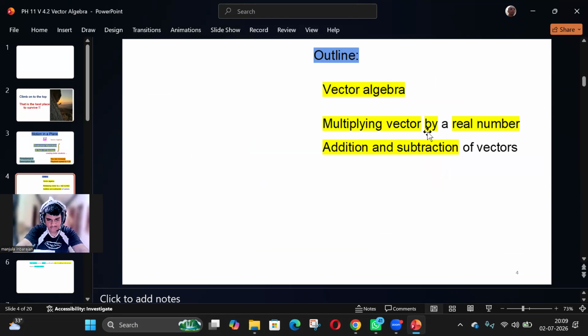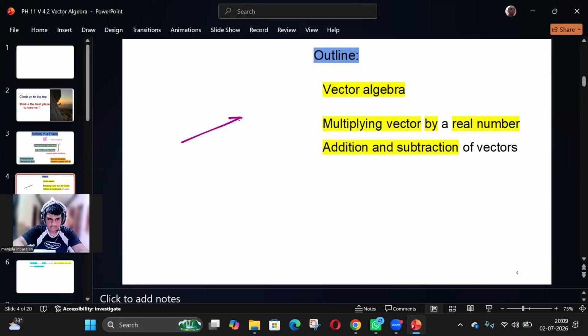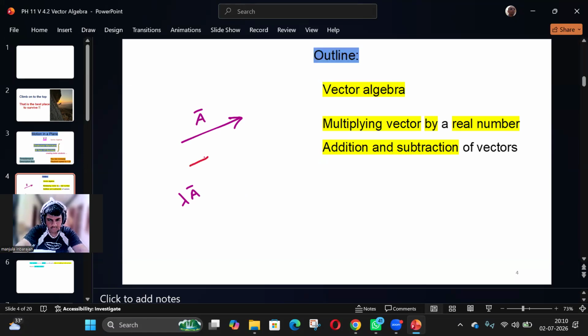First, multiplying a vector by a real number. A vector is represented by an arrow mark with a particular length. So this is a vector, say A. So lambda times A, how will it look? It will be parallel to A. That's the first thing. One possibility is it's like this. The second possibility is for lambda this much.